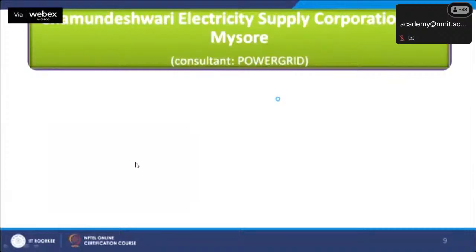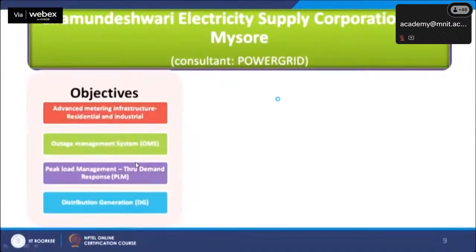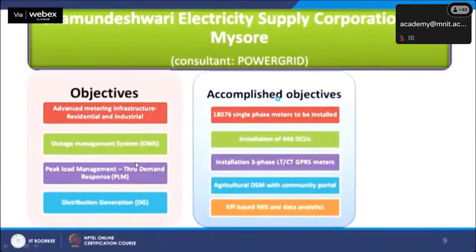Now, Chamundeshwari Electric Supply Corporation, Mysore, also took a good initiative in the field of smart grid, where the accomplished objectives were: 18,076 single phase meters to be installed, installation of 446 DCUs, installation of 3-phase LT-CT GPRS meters, agricultural DSM with community portal, KPI based MIS and data analytics.